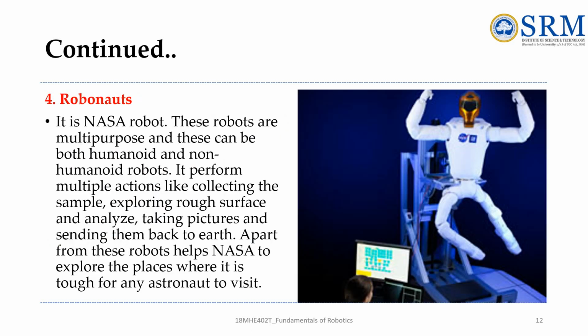And fourth is the robonauts. So these are robots created by NASA. They are versatile, meaning they can be shaped like humans or not. They do various tasks like collecting samples, examining challenging terrains, taking photos, and sending information back to Earth. These robots are essential for exploring locations too harsh for astronauts.